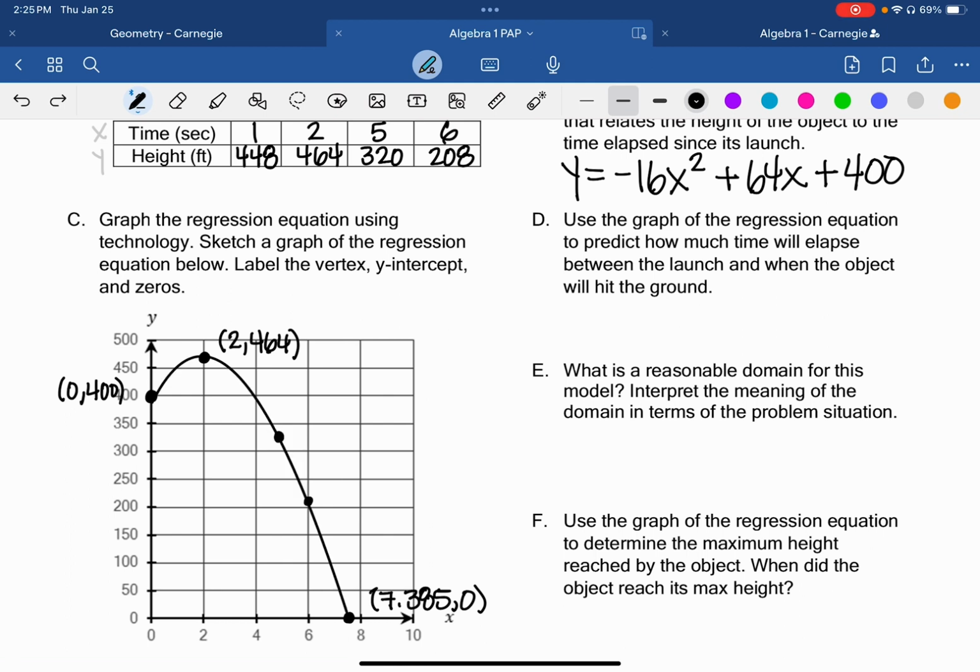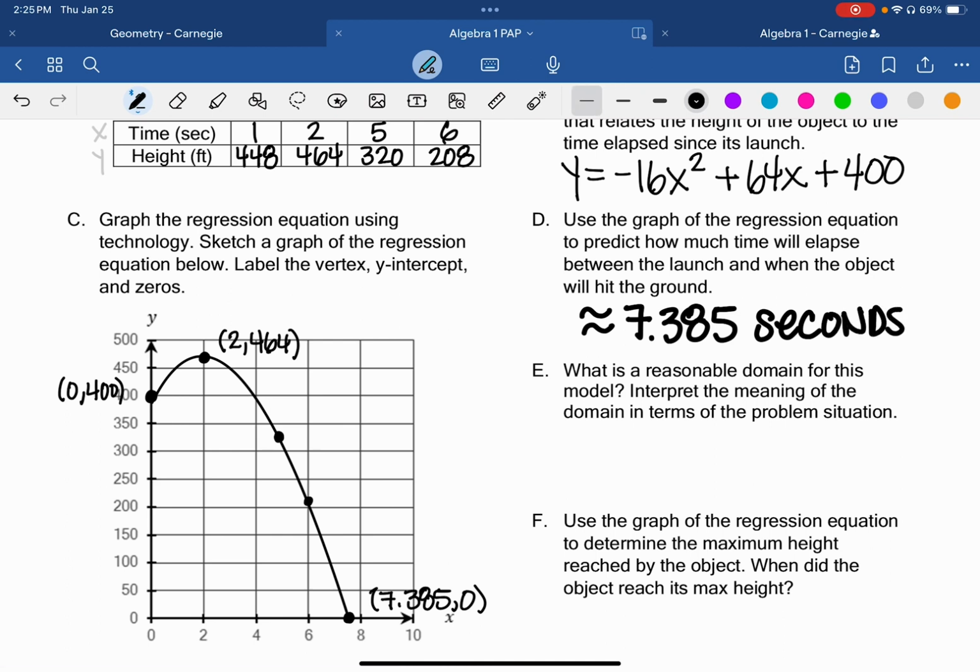Use the graph of the regression equation to predict how much time will elapse between the launch and when the object will hit the ground. Well, hitting the ground would be at 0 feet, so this would be hitting the ground. So I'm going to go ahead and use that x-intercept, about 7.385 seconds.